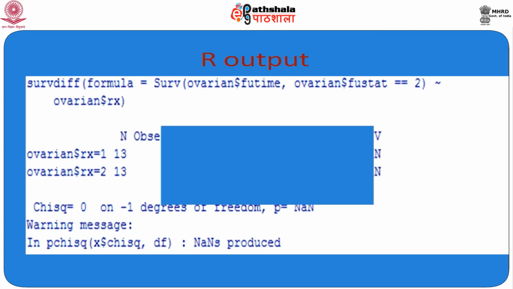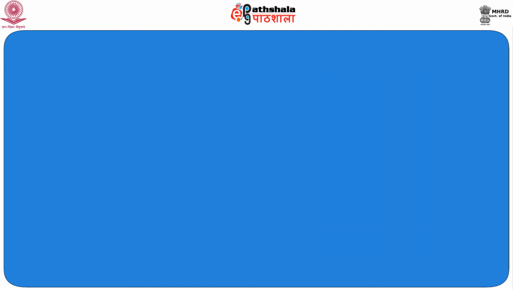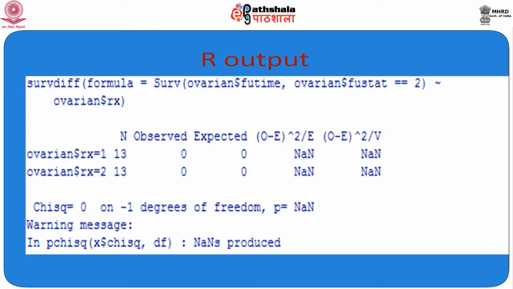Now this is the output given by R, and it shows that both arms were having an equal number of individuals, that is 30, whereas nothing was observed and expected, because all patients were having censored status here. Since we are not getting any difference, it was not possible to perform the difference numerically through the log rank test.